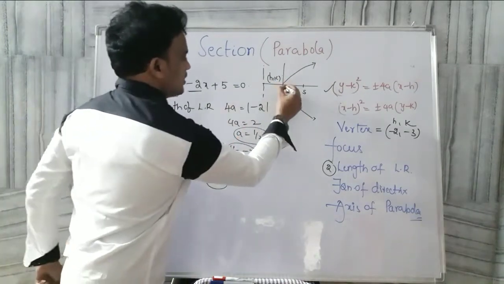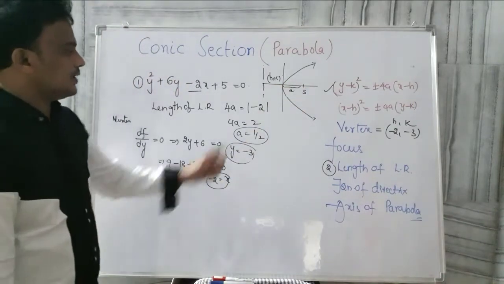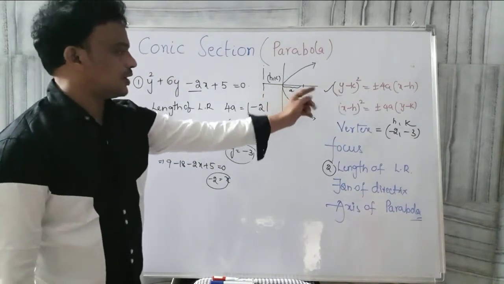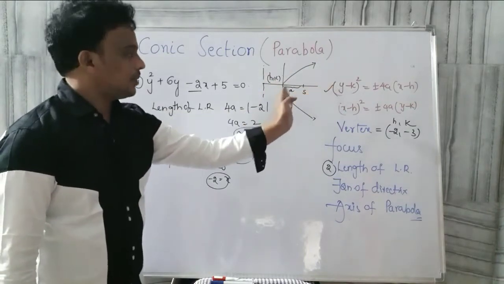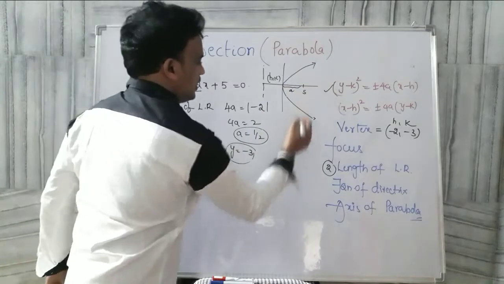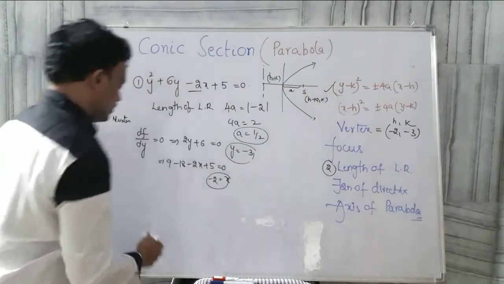Can you say the focus? So this length is already a. That length is a. Then what is the focus? Focus is h plus a comma k. Yes, here it is h plus a comma k. Now I am going to find the focus.